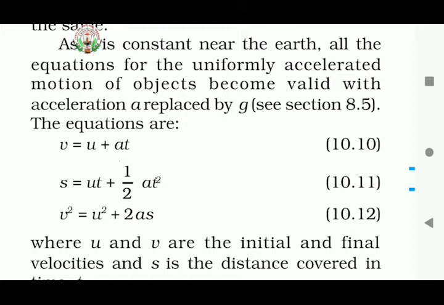For freely falling bodies, the acceleration due to gravity is g. So we replace the acceleration a of the equations by g, and since the vertical distance of the freely falling bodies is known as the height h, we replace the distance s in our equations by the height h. This gives the following modified equations for the motion of freely falling bodies.